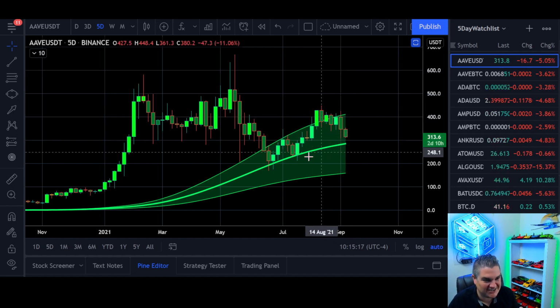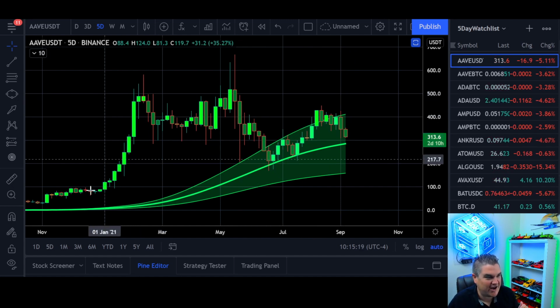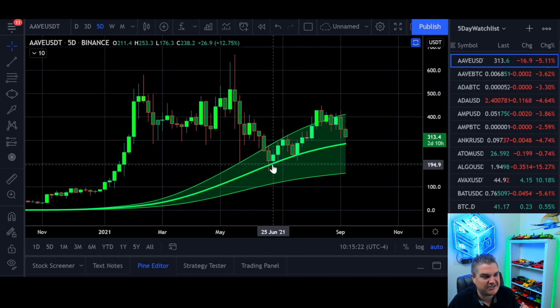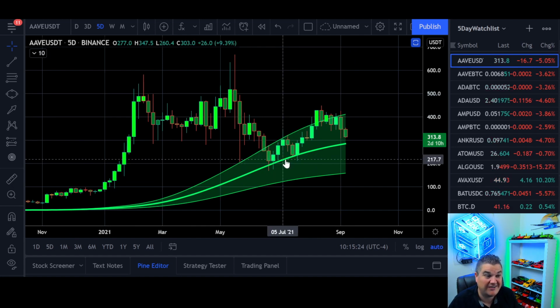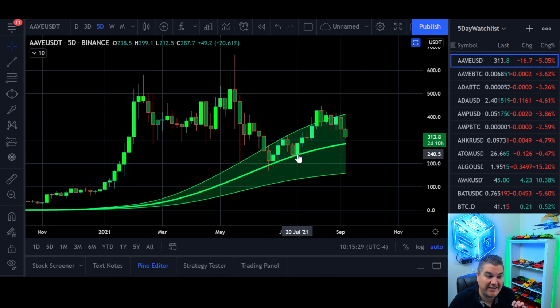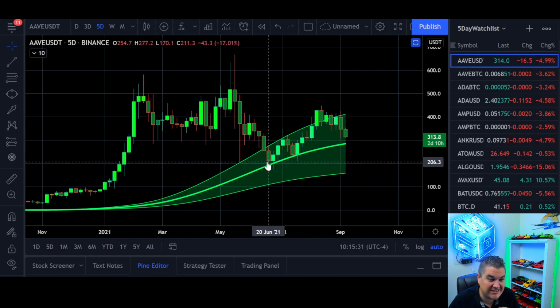Aave on the 5 Day Gaussian channel came down after the giant move up, came back down into the channel, held perfect support so far on the median line. That's what you want to see, right? If you come into the Gaussian channel, you need to find nice support and just stay there.